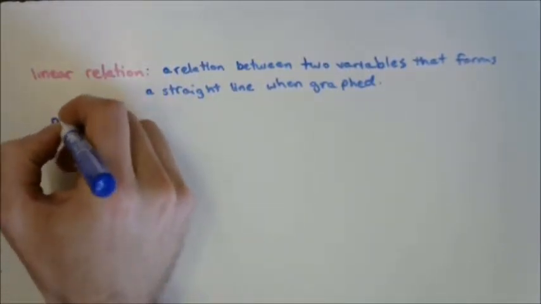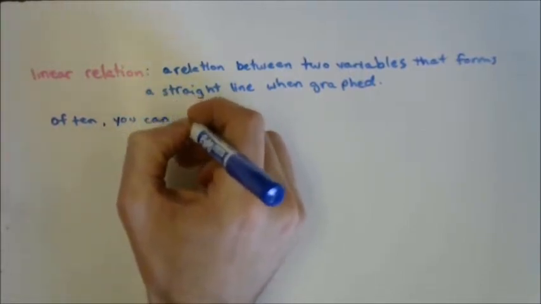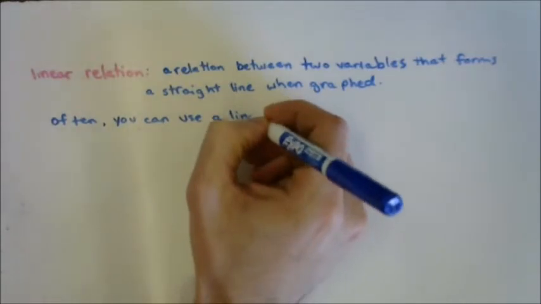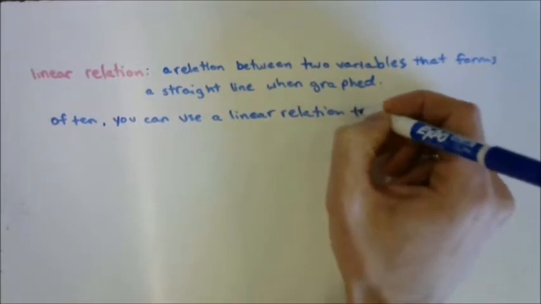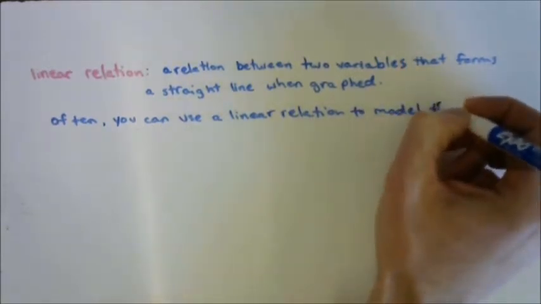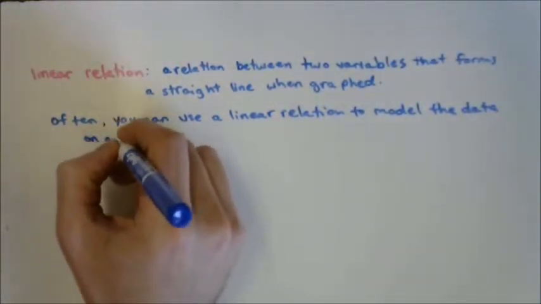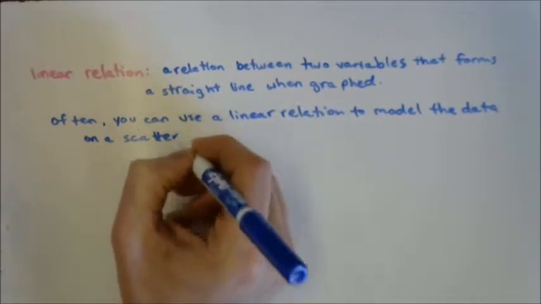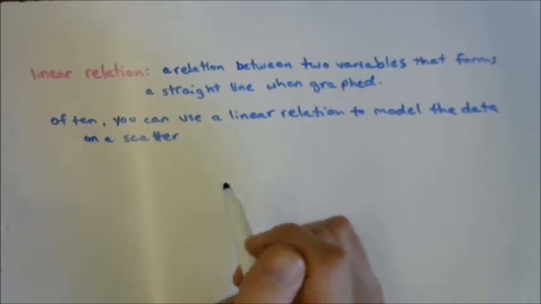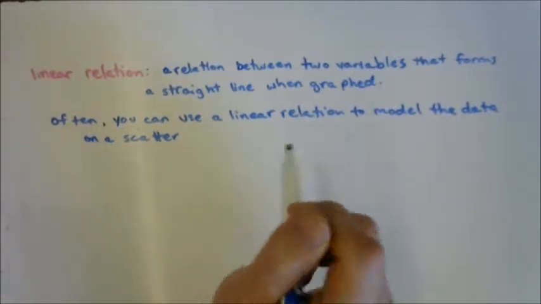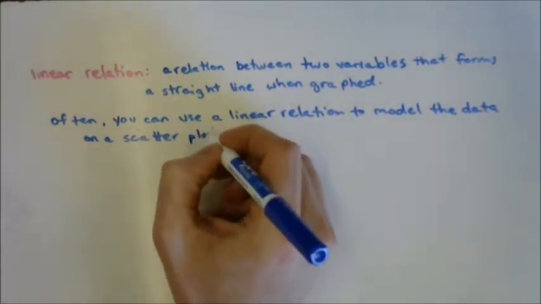Nice. A little note. Often, you can use a linear relation to model the data on a scatter plot. So the linear relation isn't the data. It doesn't represent the data perfectly, but it can model the data. It means you can look at that linear relation and say, oh yeah, the data follows this trend. Often you can use a linear relation to model the data on a scatter plot.